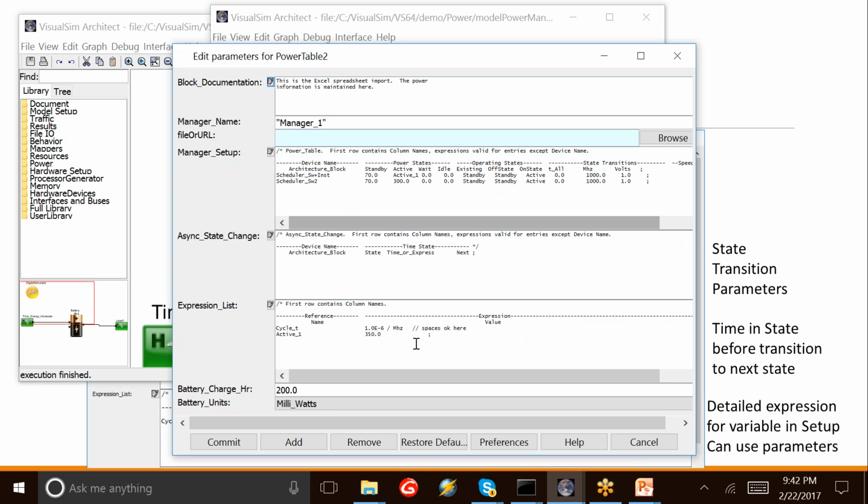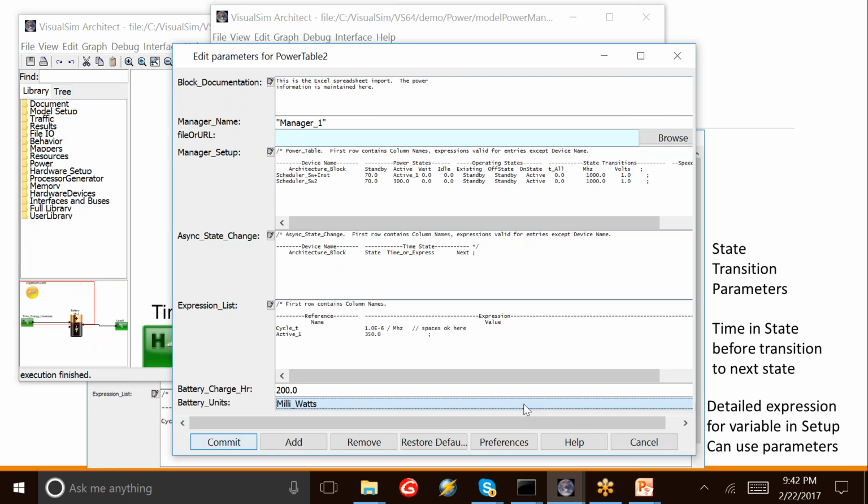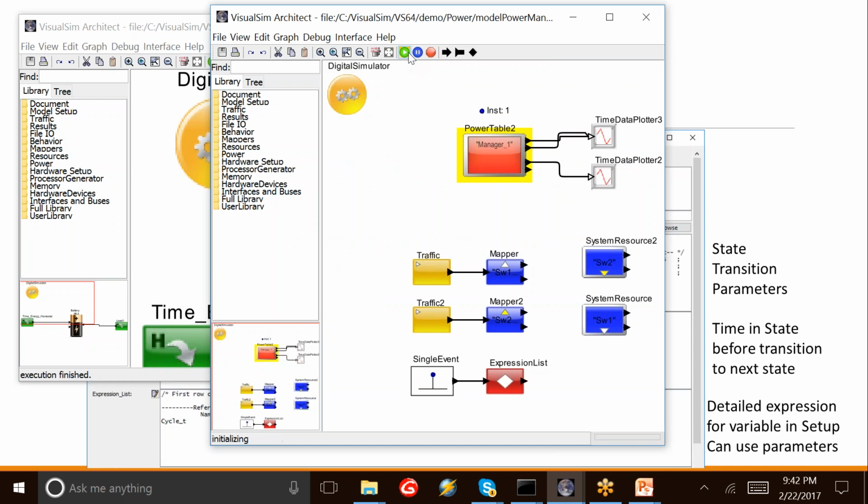One of the things you can see over here is these are my expressions associated with these different states. Notice this one uses one of these parameters here. This one doesn't. This one just has a single value. And then of course you can have different types of units here to select which one you're going to be going towards. I'm going to go ahead and run the simulation.